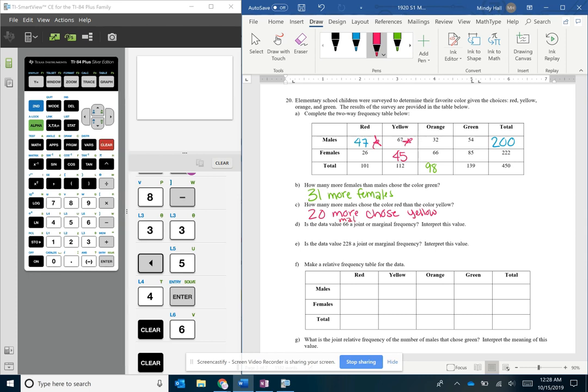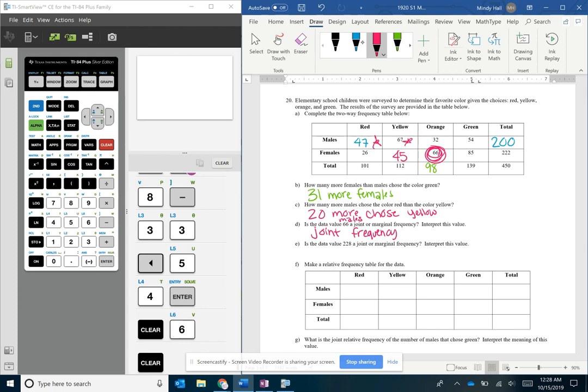Oops. All right, so then, is the data value 66 a joint or marginal frequency? 66 is right here, in case you didn't see it. And so because it is where two traits overlap, this would be a joint frequency. So that tells you that 66 of the 450 were females who liked the color orange.